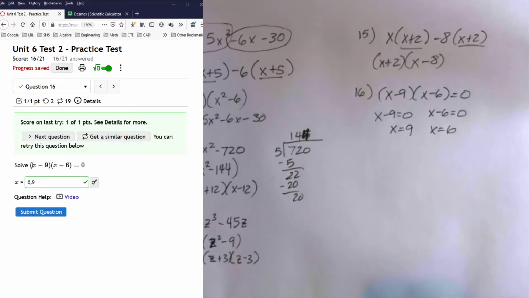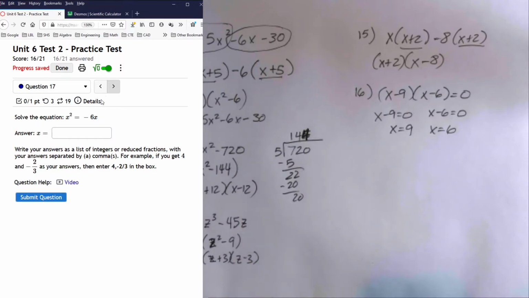And again, you could verify that. You could put that into a graphing calculator and find the x-intercepts. That's really what those represent. So, another way to do that problem.